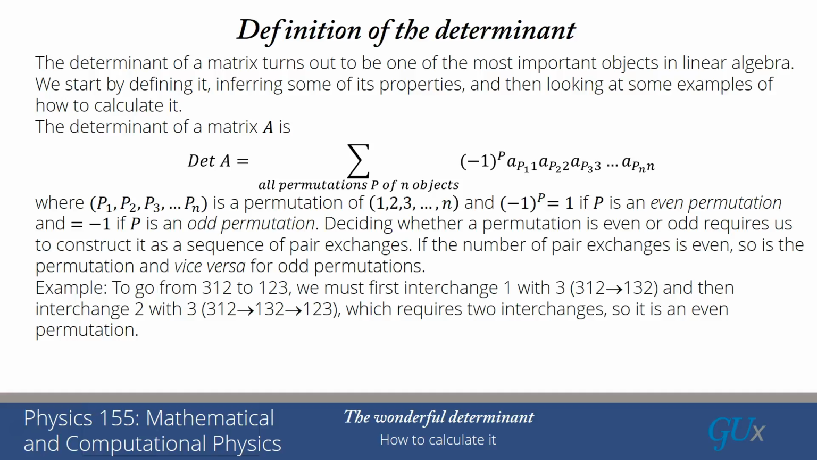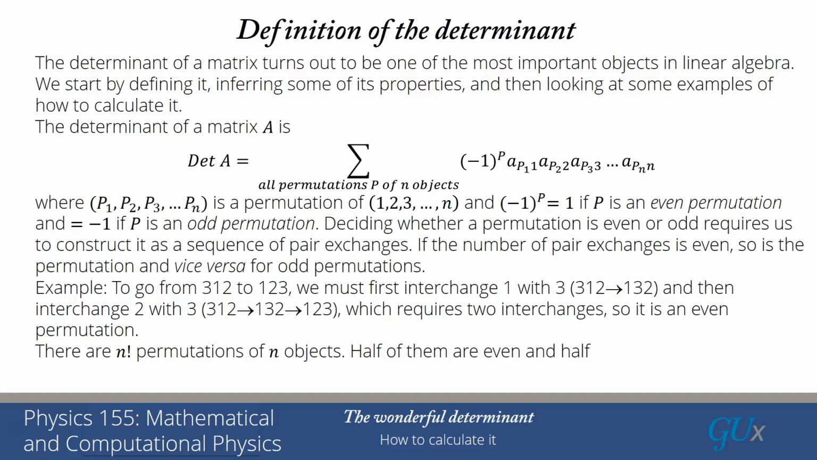There are many other numbers of pair exchanges I can put in, but no matter what way I try to do it, it always will be an even number. So I can do it with 2 pair exchanges, 4 pair exchanges, 6 pair exchanges, etc. It's always an even number. And so that's why we can define this as an even permutation, and that's a well-defined object. Now, there are n factorial permutations of n objects. Half of them are even and half of them are odd.